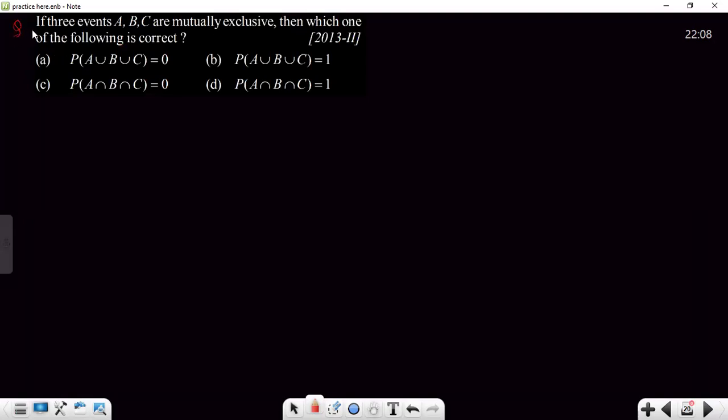Next question. 2013. If 3 events A, B, C are mutually exclusive disjoint sets, then which one of the following is correct? I want one of you to give the answer.